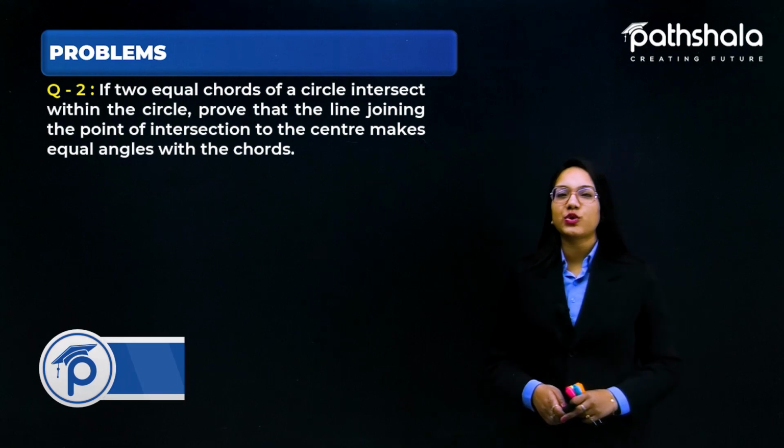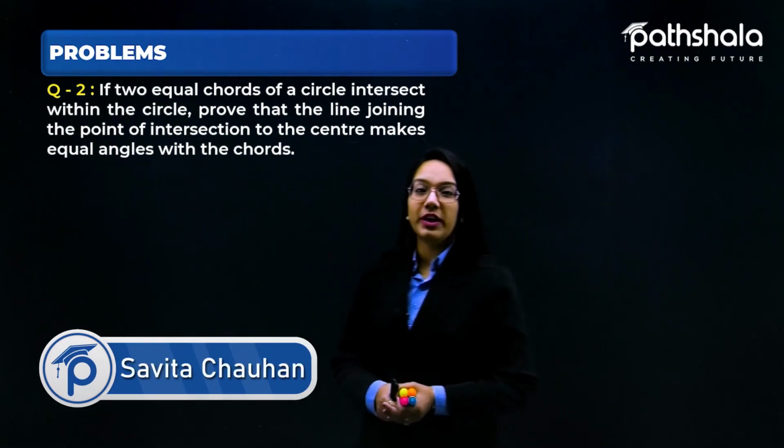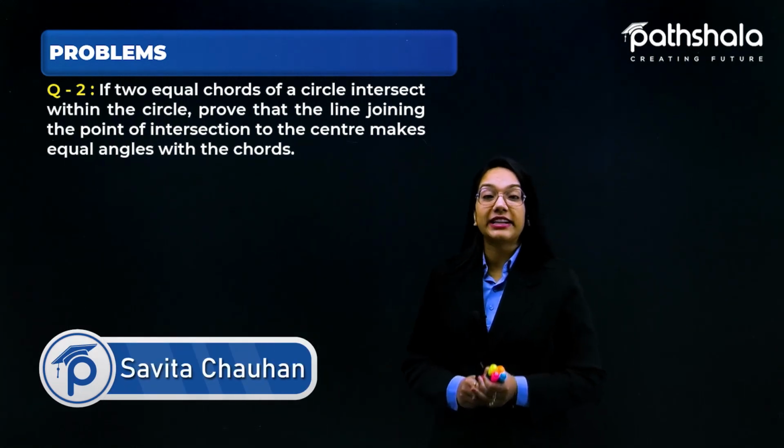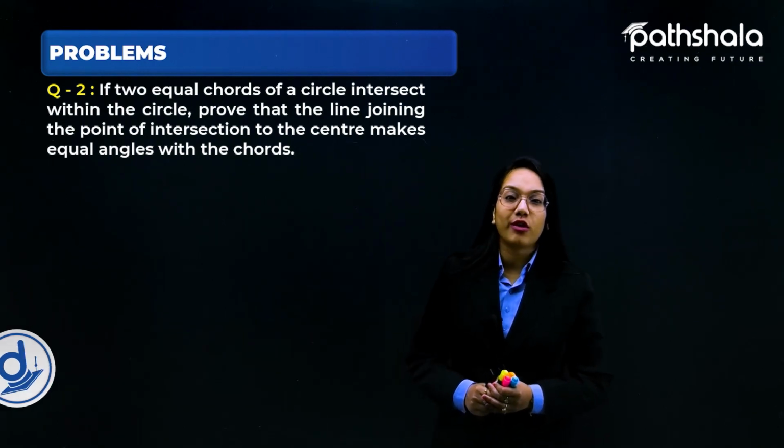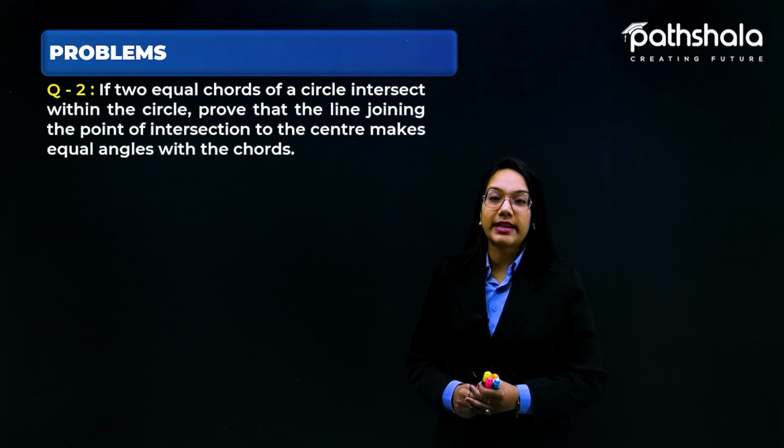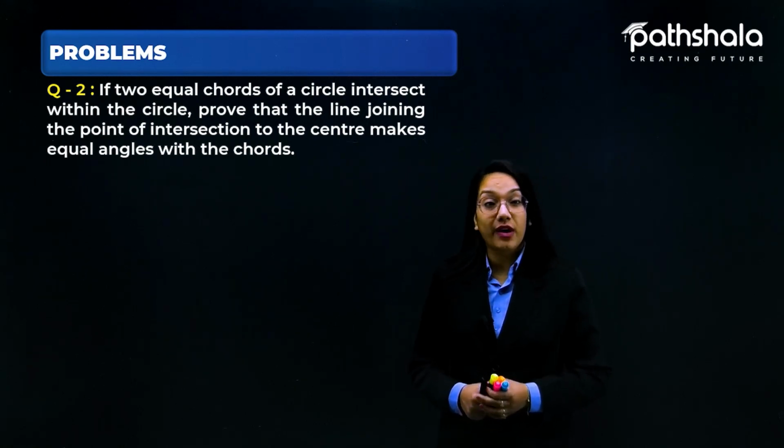Now let's just see the next question. Question number 2 says that if two equal chords of a circle intersect within the circle, then prove that the line joining the point of intersection to the center makes equal angle with the chords.